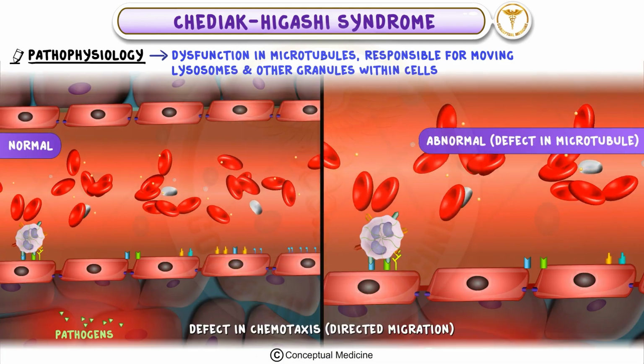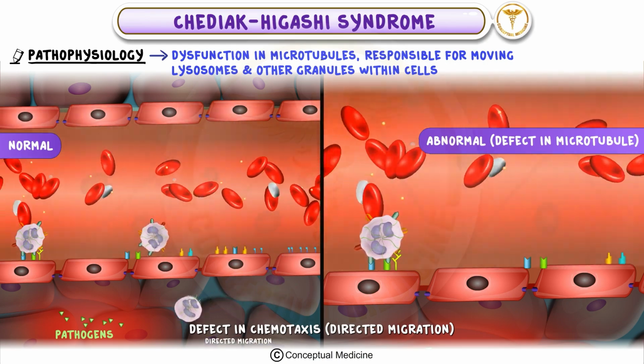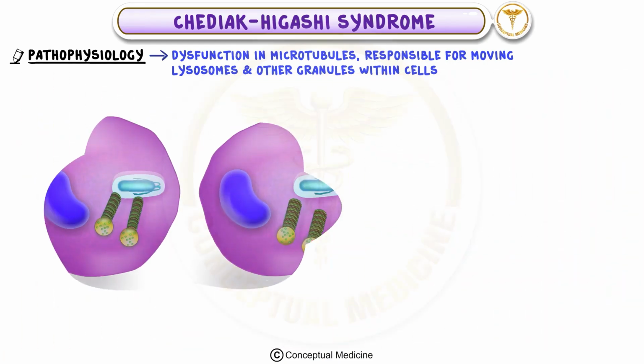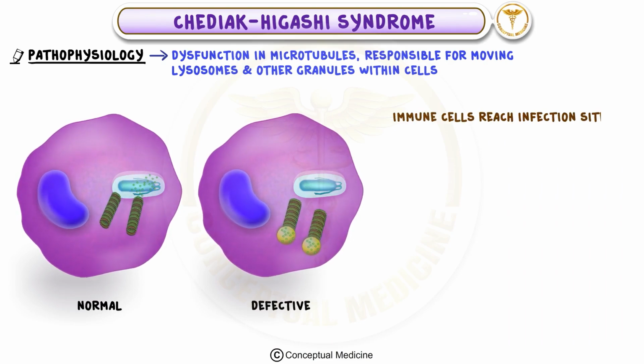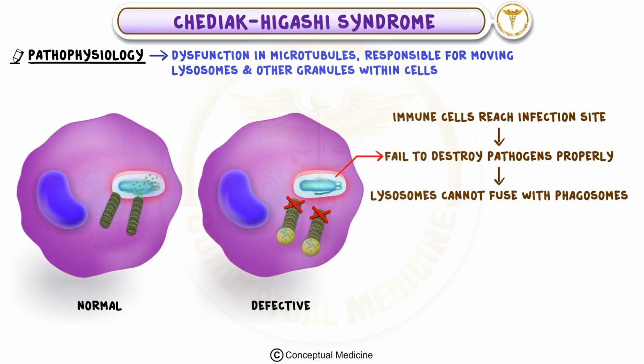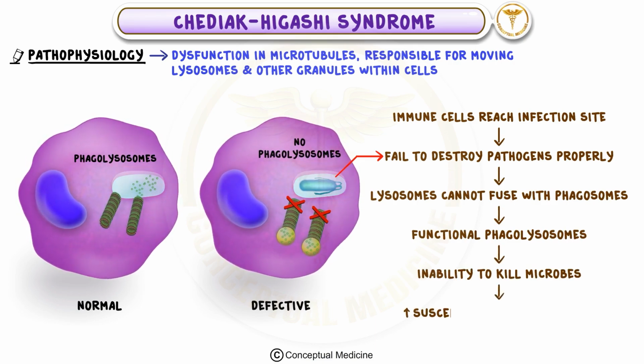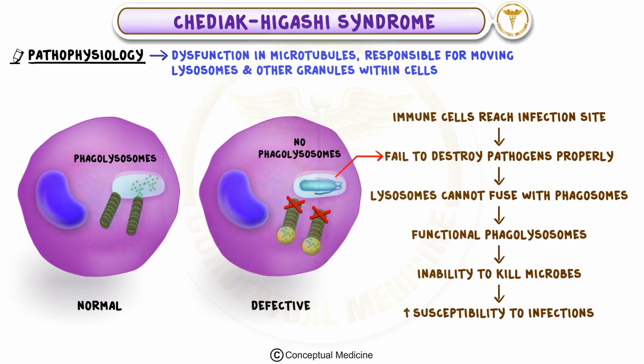First, neutrophils and macrophages cannot efficiently move to sites of infection, a process known as chemotaxis. Second, even if these immune cells reach the infection site, they fail to destroy pathogens properly because their lysosomes cannot fuse with phagosomes to form functional phagolysosomes. This leads to an inability to kill microbes, increasing the patient's susceptibility to infections.